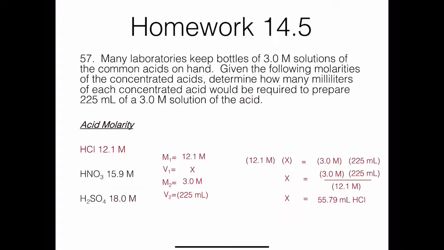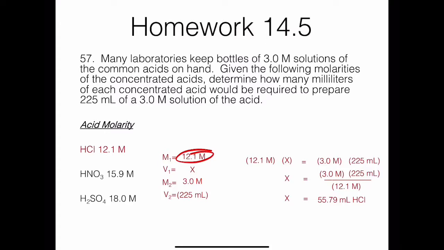technique. For the next one, given the following molarities of the concentrated acids, determine how many milliliters of each concentrated acid would be required to prepare 225 milliliters of a 3 molar solution of the acid. The only thing that's changing in each of these cases is the original molarity. The rest of the problem is exactly the same. We are still doing a dilution here because moles before equals moles after, so it's still M1V1 = M2V2.